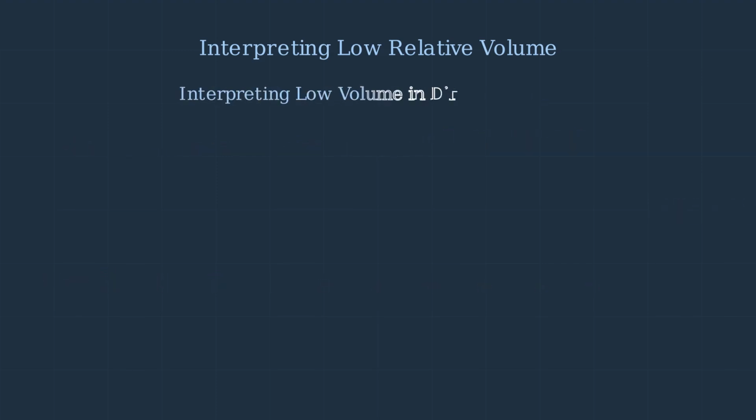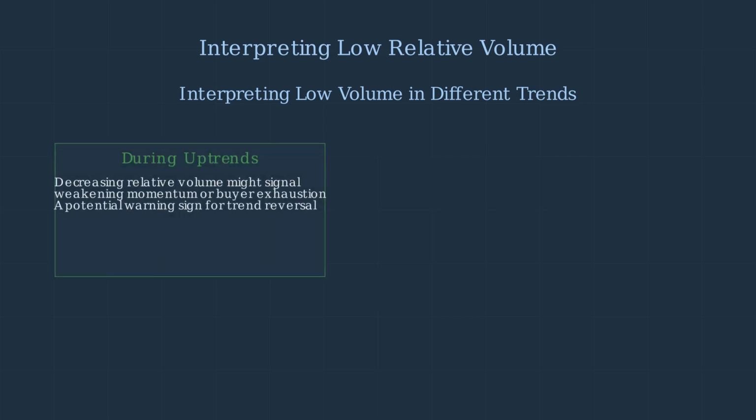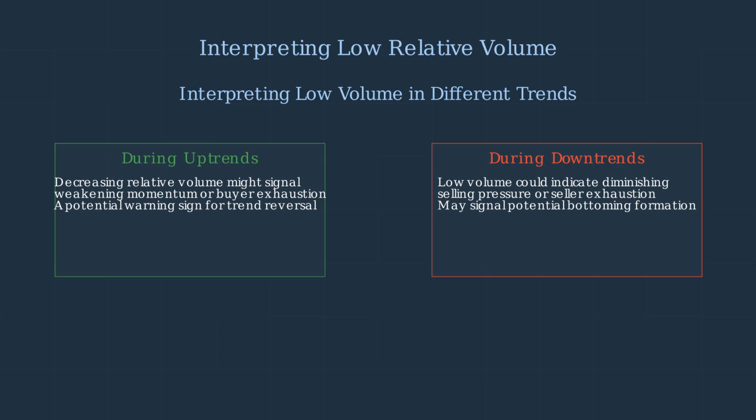Low volume has different interpretations depending on the current trend. During uptrends, decreasing relative volume might signal weakening momentum or buyer exhaustion. This can be a warning sign for a potential trend reversal. During downtrends, low volume could indicate diminishing selling pressure or seller exhaustion, potentially signaling a bottoming formation.